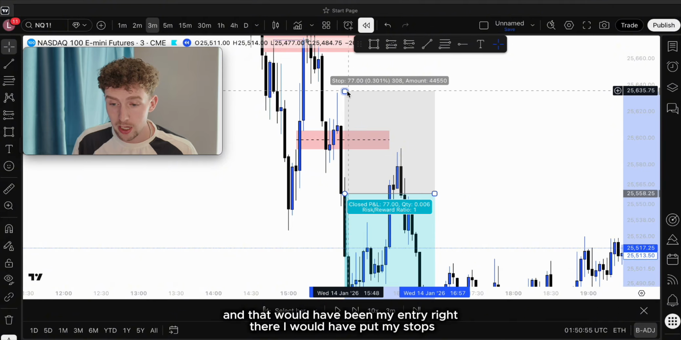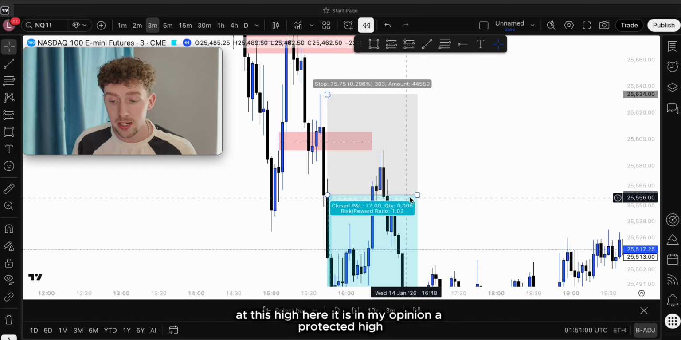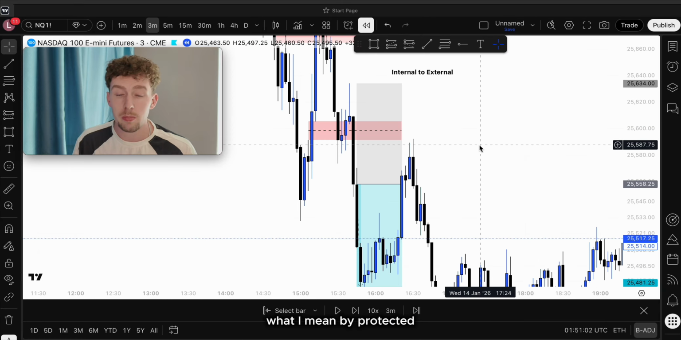And that would have been my entry right there. I would have put my stops at this high here. It is, in my opinion, a protected high. What do I mean by protected high?